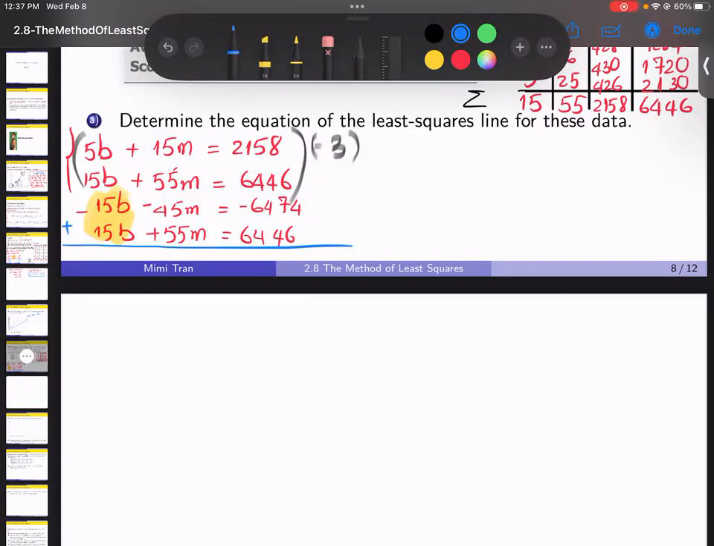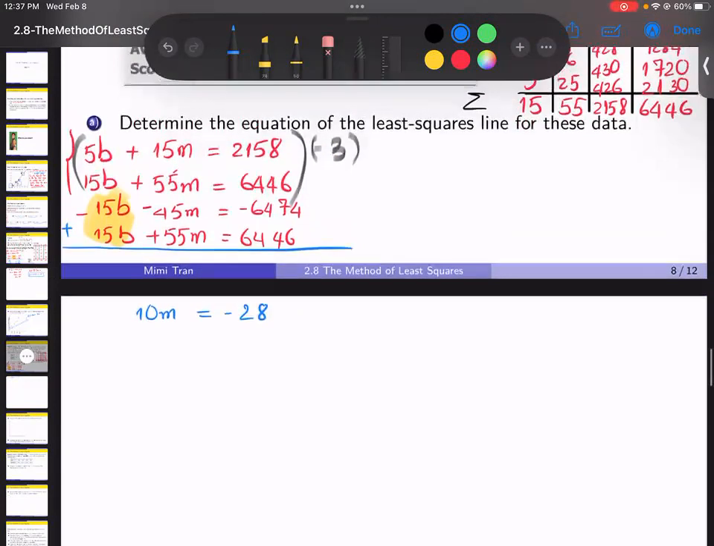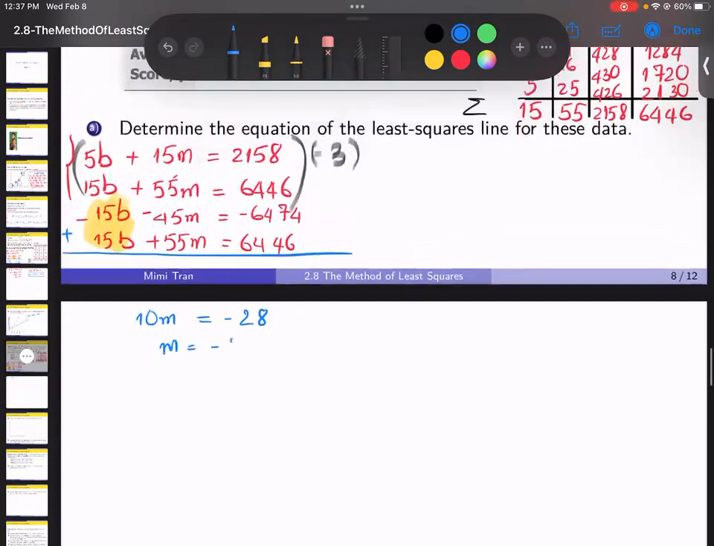-45, positive 55, that's 10m equal, make sure, equal -28. So m equals -2.8.